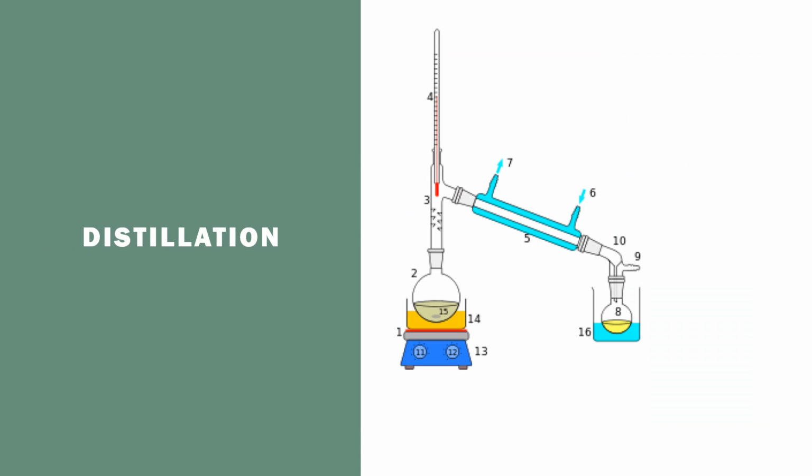A way that we can separate mixtures based on their boiling points is called distillation. So this is a basic distillation setup. And in this flask over here, you will have a mixture of two liquids, and the two liquids should have different boiling points.